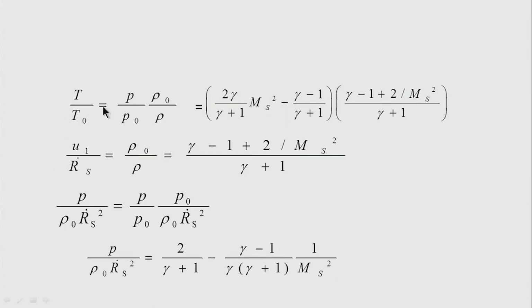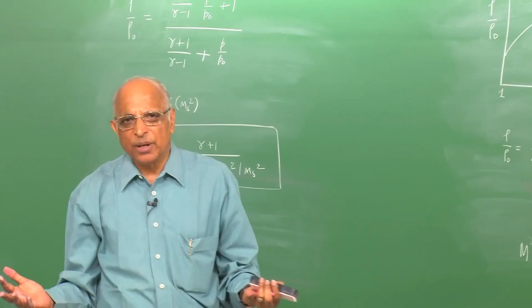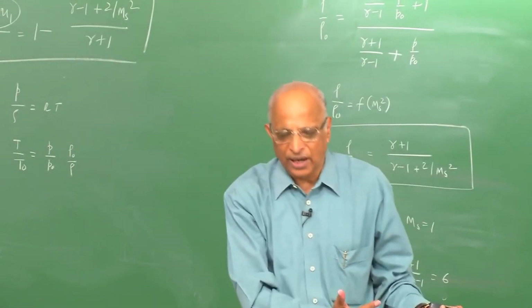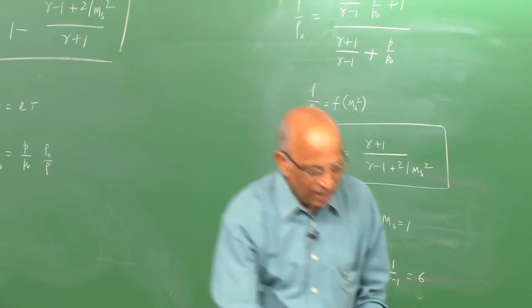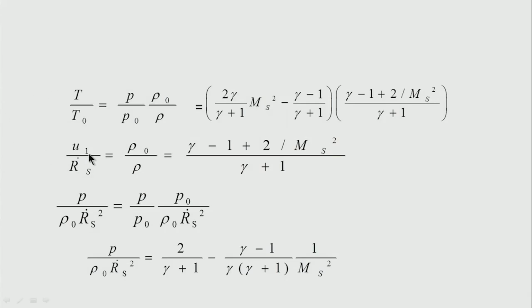I get T by T0 is equal to P by P0 into rho by rho 0. We have derived this expression, we know the value of P by P0, therefore you have 2 gamma by gamma plus 1 ms square minus gamma minus 1 by gamma plus 1, which is for the pressure ratio. I also get the value of rho by rho 0 given by gamma plus 1 divided by gamma minus 1 plus 2 over ms square, and this gives me the value of the temperature ratio. Therefore, I know all the properties behind my shock wave as a function of properties ahead of the shock wave, and we have already calculated the value of u1, and therefore I have been able to solve the problem.